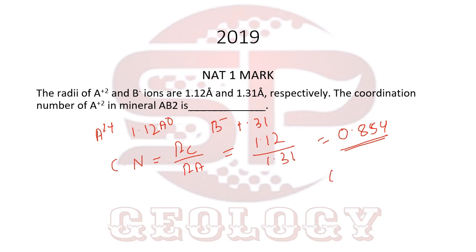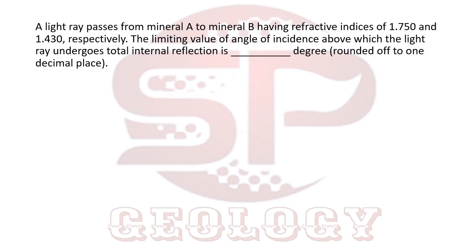number. So if the radius ratio is between 0.732 to 1, then the coordination number is 8. This ratio falls between 0.732 to 1, so the coordination number will be 8.